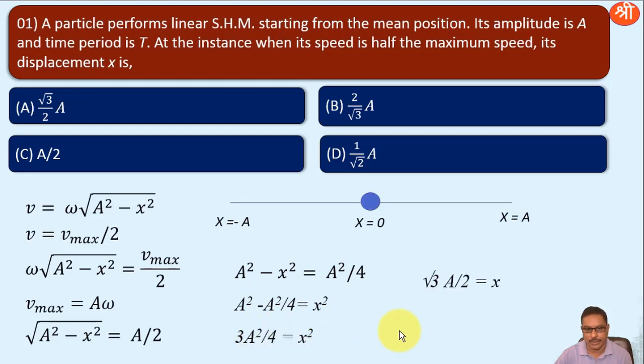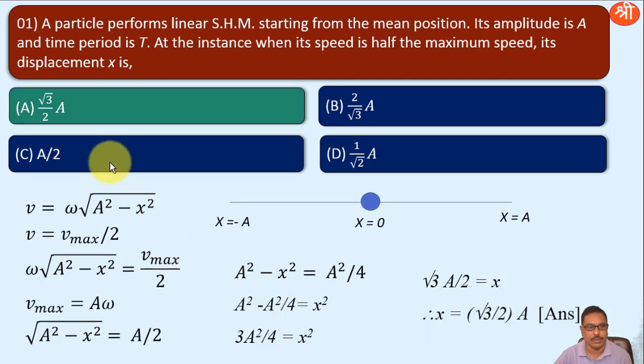From that, take square root of both sides. Square root of 3 will be root 3. Square root of a square by 4 will be a by 2, and that of x square will be x. So this is the value of x, which is root 3 times a by 2, at which velocity of the particle becomes half the maximum value. That means the answer is correct. The answer is A. The option is A. This is the value of x at which velocity becomes half the maximum speed.